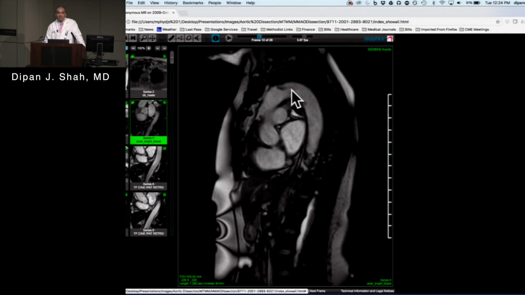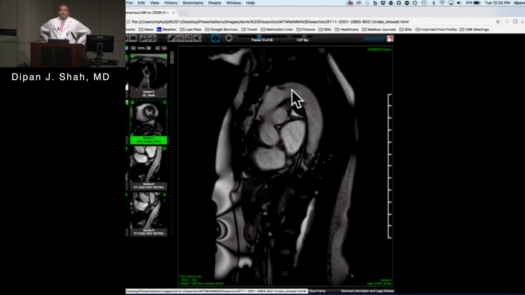See this thing right here? Again. Okay, so you think it's thrombus now? What's that?